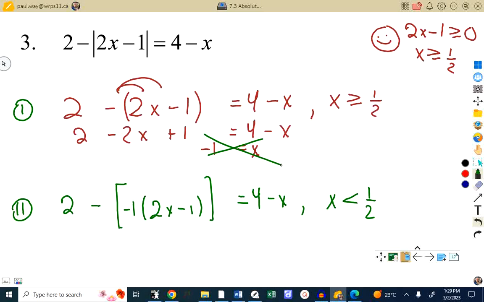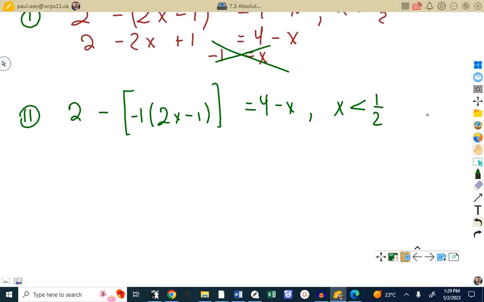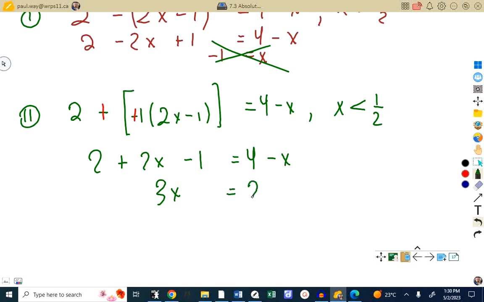Solving this other one, I really hope that you see that a wise mathematical move here would be to just do this. Subtracting negative 1 times something means you're adding it. So this becomes 2 plus 2x minus 1 equals 4 minus x. This becomes 3x equals... nope, equals 3. So x equals 1. Take a minute and go through all of the motions there and make sure that you agree with that.